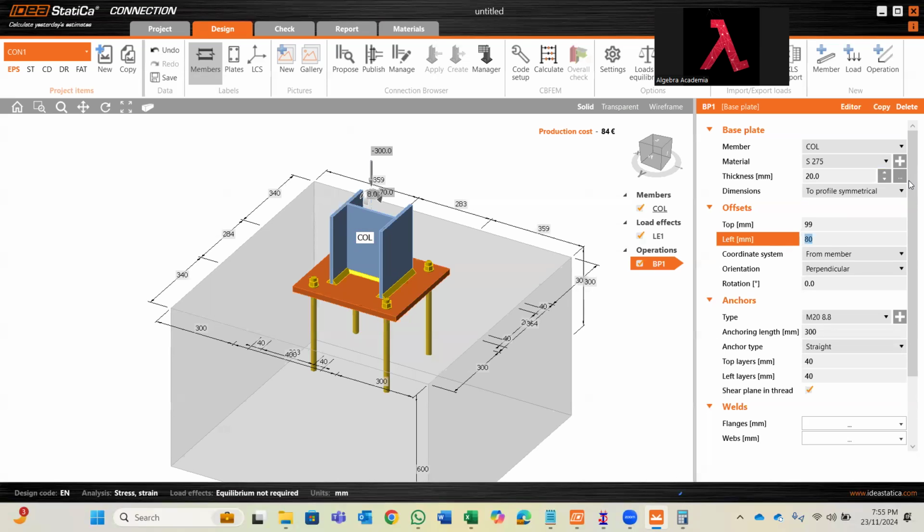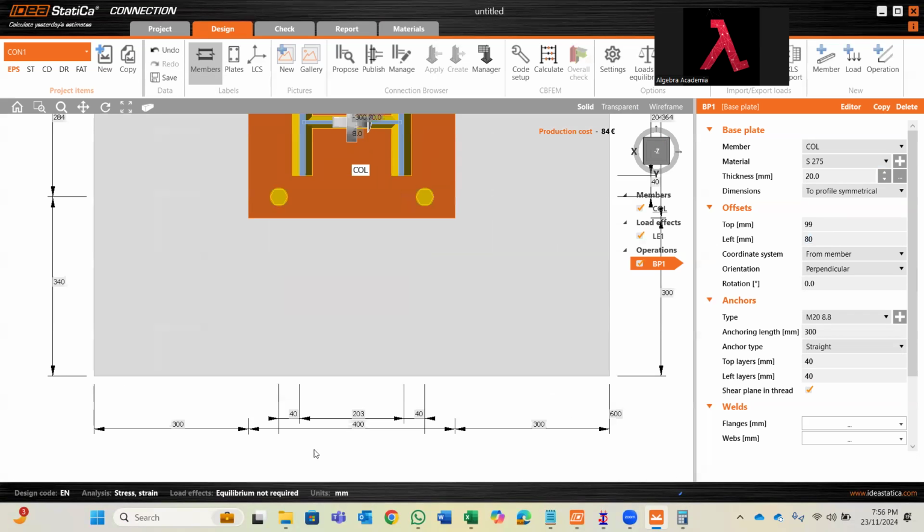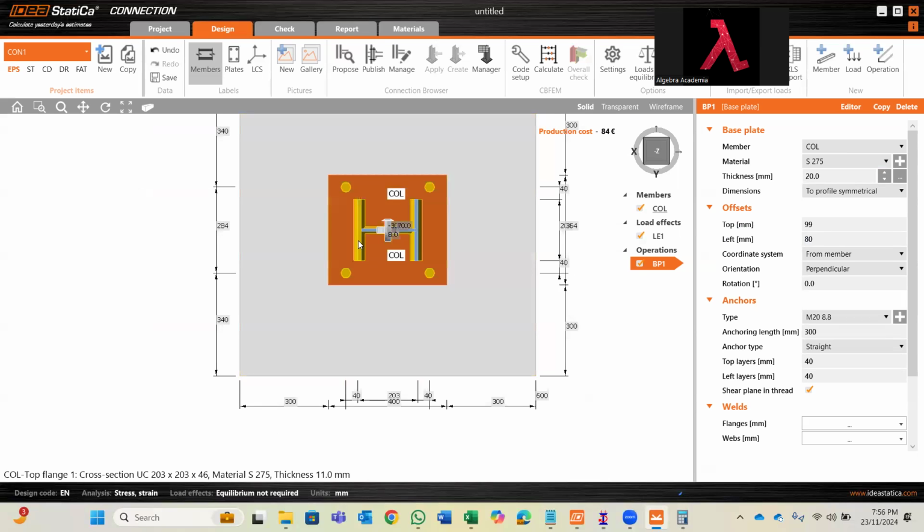Look at the dimension here. So 400 minus 203, what I'm getting is 197 millimeters. So 197 actually. This dimension shows, from the face of the member to the edge of the base plate. This is what it shows at the top. So I'm getting 197 millimeters.